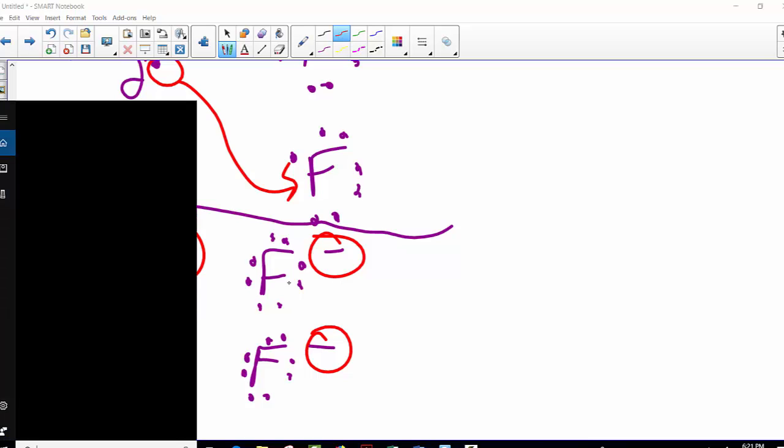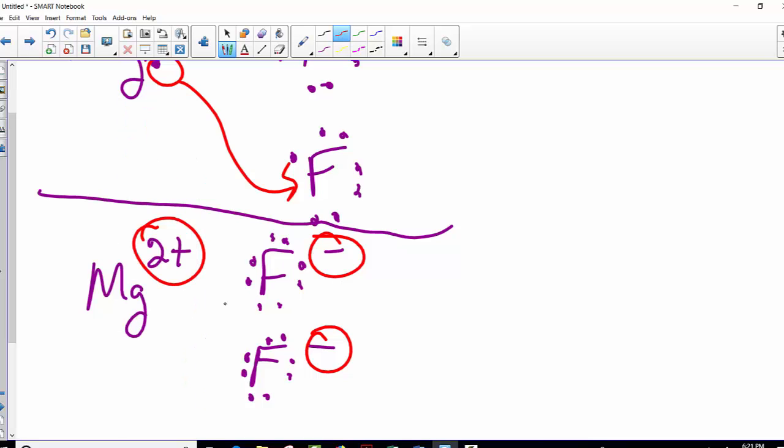And if you move the electrons so that the anions are filled and the cations are filled, have filled shells, you'll always get the right amount of charges.